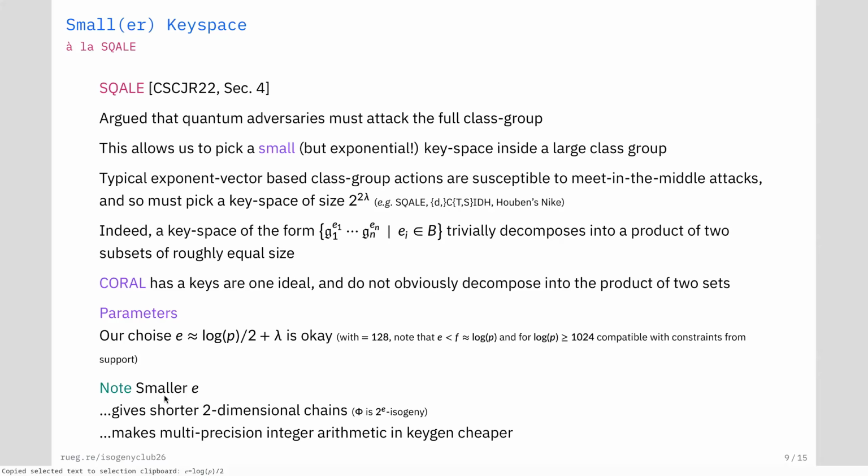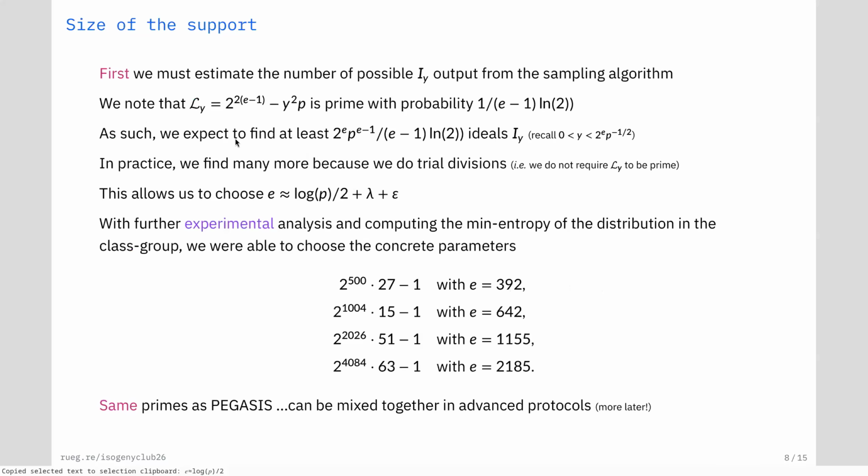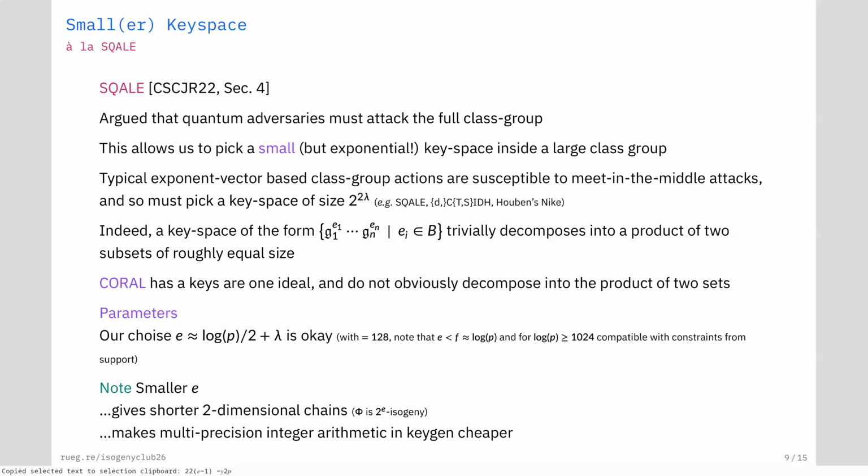And the advantage, as I alluded to earlier, is if you have a small E, you have a shorter 2-dimensional isogeny chain, and it makes the multi-precision integer arithmetic in keygen much cheaper, right? You have fewer words to shift around when solving this norm equation, because the integers we're dealing with here are of size 2e bits. Smaller e, smaller numbers, faster keygen.